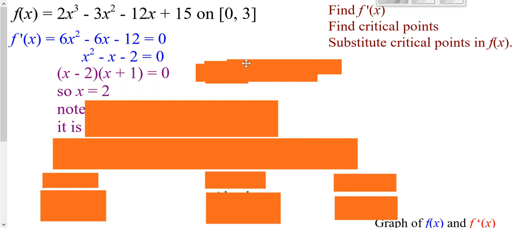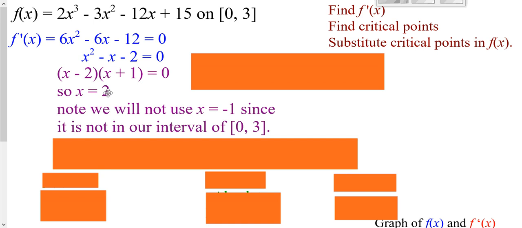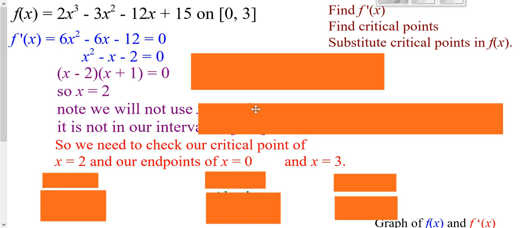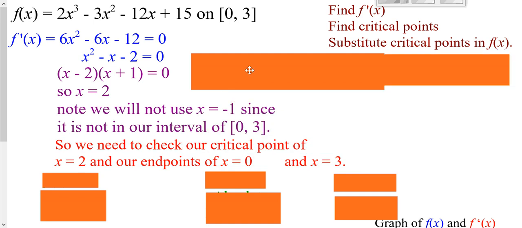But note, I'm not going to continue to work with -1 because -1 is not in my closed interval up here. So my only critical point that I get from my derivative being 0 is 2. So I'd have my 2 critical points from my endpoints of 0 and 3, and my critical point from my derivative being 0, which is 2. And all I'd have to do is plug each one of those in.